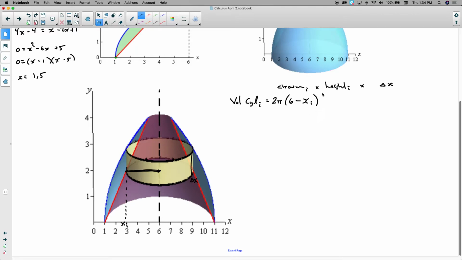Okay, so then I have the circumference. Now the height is going to be a little more complicated. The height is here. So going with height, the height depends upon the xi value, because the height will change as you slide the xi value. But at this particular xi value, the height is the height associated with the blue function minus the height associated with the red function.